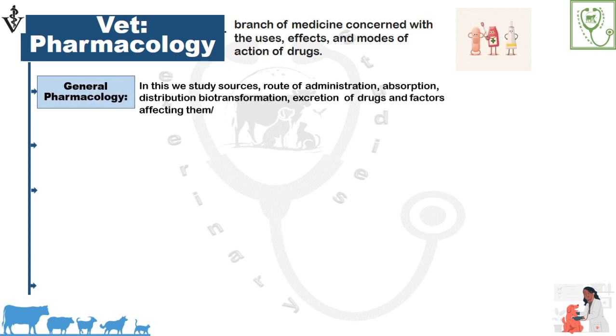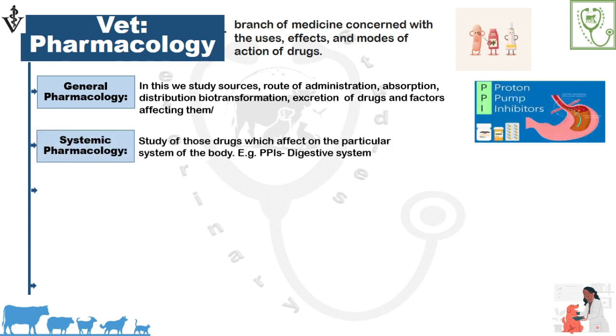Veterinary pharmacology includes general pharmacology. In this, we study about the sources, route of administration, absorption, distribution, biotransformation, excretion of drugs, and factors affecting them. Systemic pharmacology. In this, we study about those drugs which affect a particular system of the animal body.